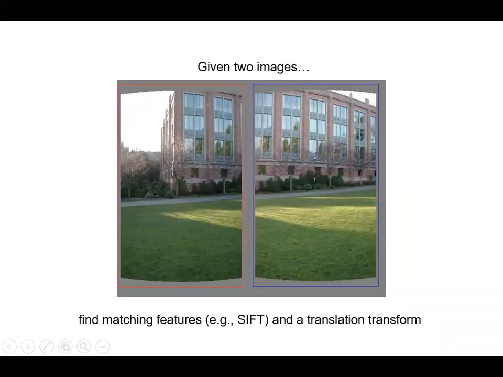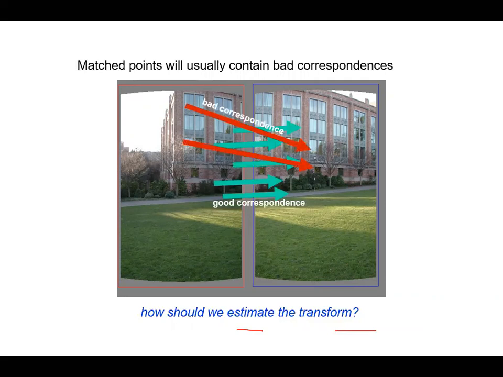So just to recap whatever we have mentioned in the previous slides. If we have two images, we will find the matching features like SIFT, for example, and we'll find a translation transform. Okay, so this is what we found. We found these green arrows and we found red arrows.